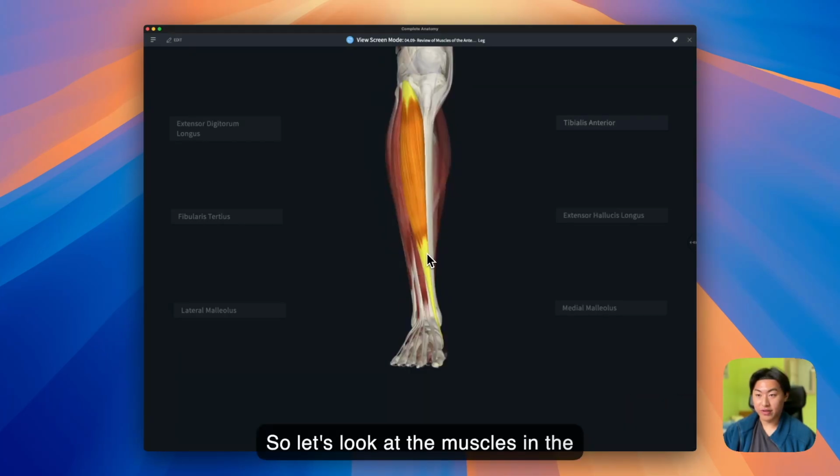So let's look at the muscles in the anterior compartment. Before we begin, we have two main bones in the lower leg. So we have the tibia on the medial side, and then the smaller, thinner fibula on the lateral side. Our first muscle here, the tibialis anterior, has its proximal attachment to the lateral condyle of the tibia, the superior lateral side of the tibia, and also the interosseous membrane between the tibia and fibula.